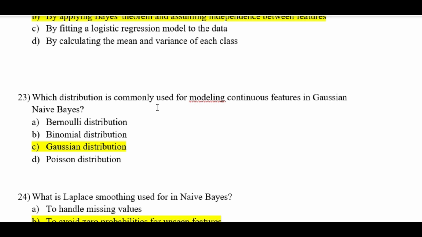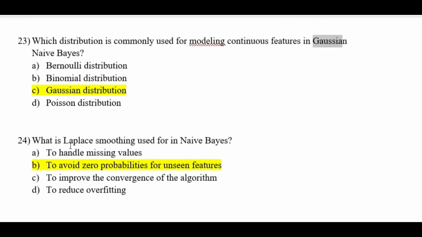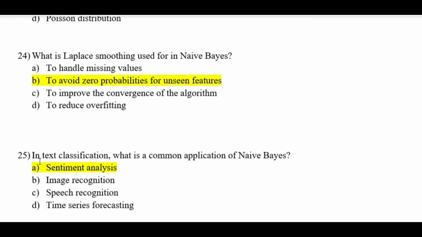What distribution is commonly used for modeling continuous features in Gaussian Naive Bayes? It is Gaussian distribution. See, here itself it is Gaussian. What is Laplace smoothing used for in Naive Bayes? To avoid zero probability for unseen features. In text classification, what is the common application of Naive Bayes? It is sentiment analysis.